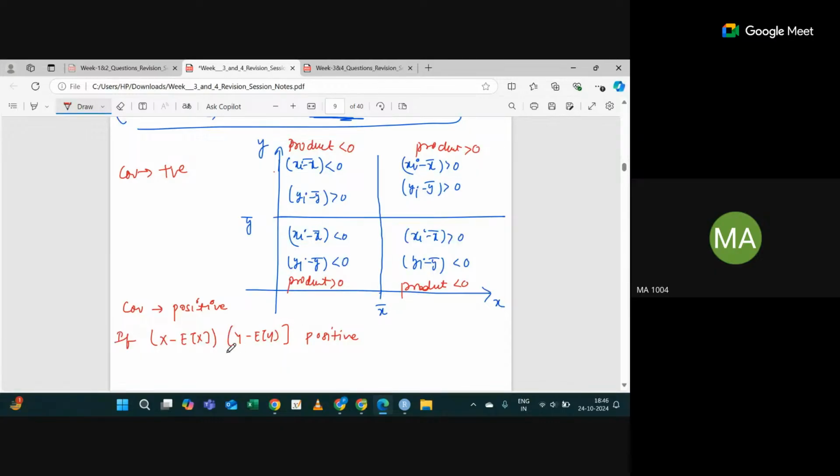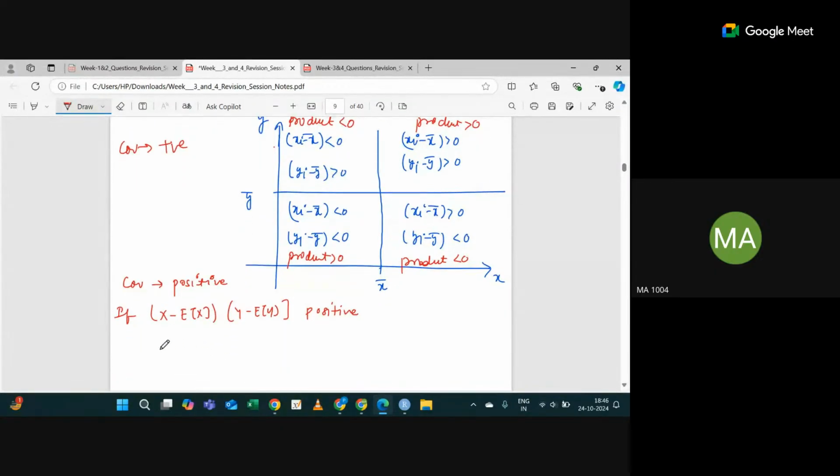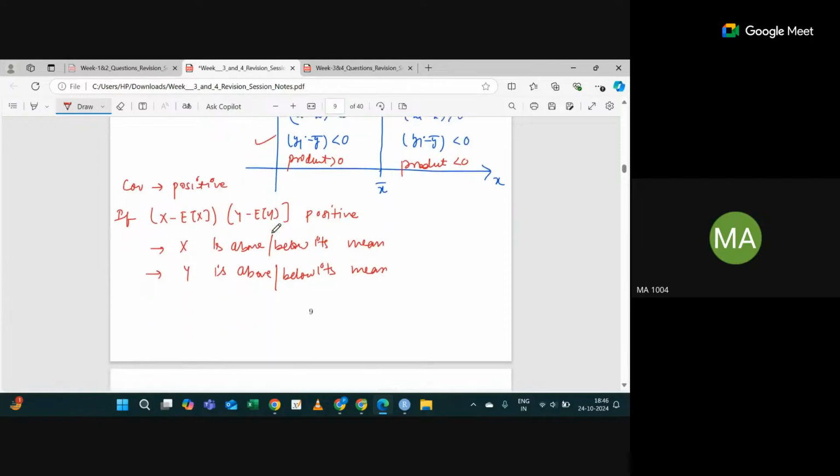And when these two are positive, x is above its mean, right? And y is above its mean. Yes or no? Yes, this part. Or else you can say x is below its mean and y is below its mean. It means this part. Yes or no? In those two cases, you can say the product is positive.